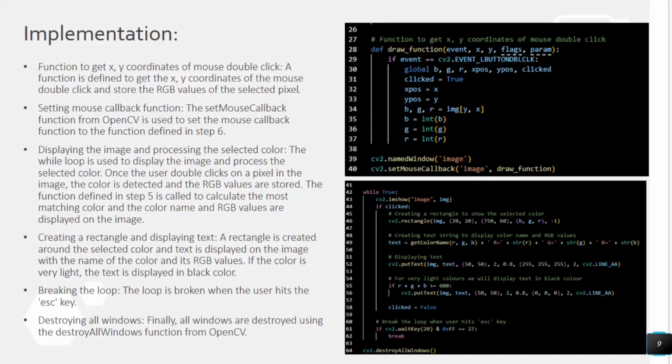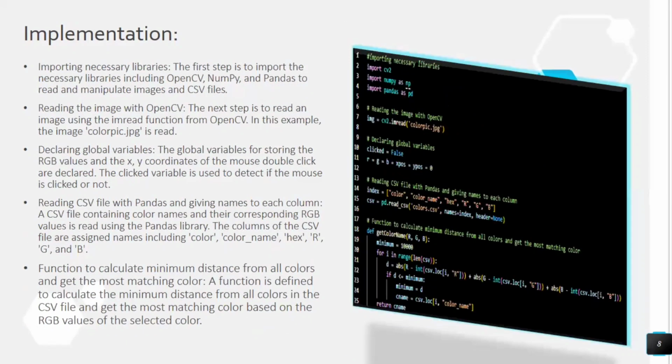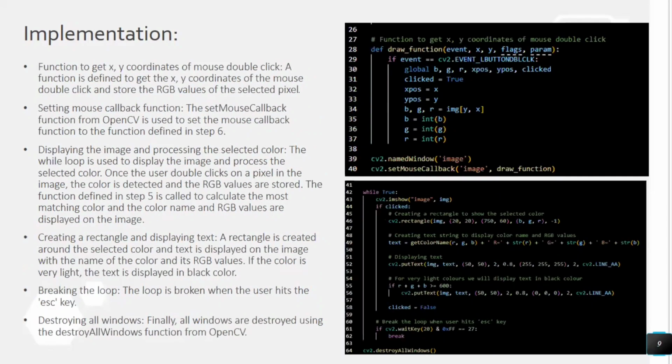From the previous slide and in the current slide, I have shown the code examples, the same as the implementation. You can see this one is the starting code to import necessary libraries, reading the image with OpenCV, declaring global variables, and everyone knows about the global variables for color detection that are mostly used for RGB, and then reading the CSV file with pandas. Then you need a function which can calculate the minimum distance from all colors, and here you can see the function for getting the XY coordinates of a mouse double click and so on.